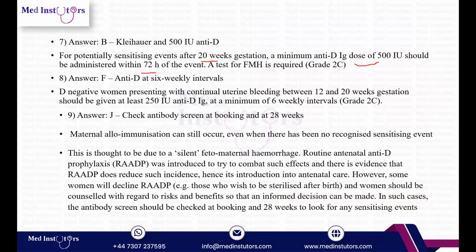And this is the clincher here, guys. Please, please, please remember this. A test of fetal-maternal hemorrhage is required, okay? Then next is 6 weekly intervals. D-negative women presenting with continual uterine bleeding between 12 to 20 weeks of gestation should be given at least 250 international units anti-D at a minimum 6 weekly interval.